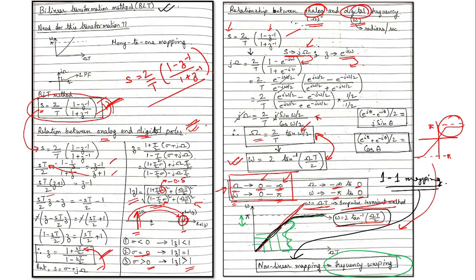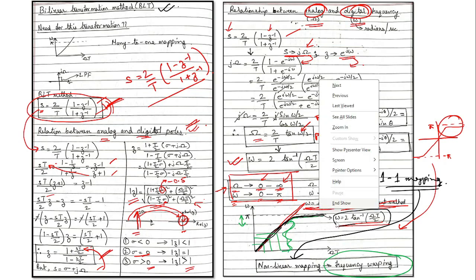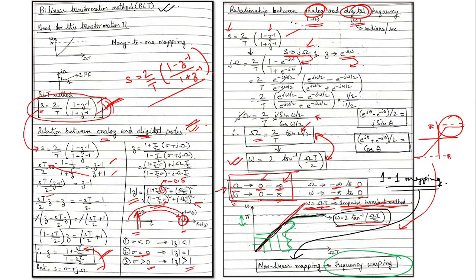In our last class we discussed the impulse invariant method, where there was a linear relationship between the digital and the analog frequencies, but the problem was that there was many to one mapping. So many of the analog frequency components were mapped onto a single point in the digital domain. These are just the basics to get your basics cleared.